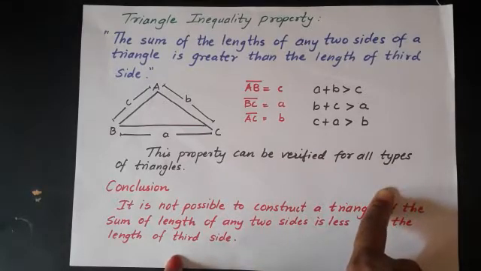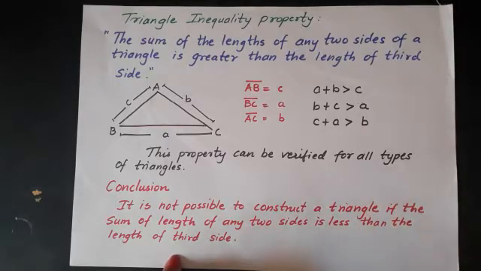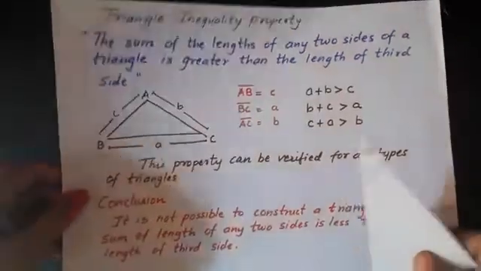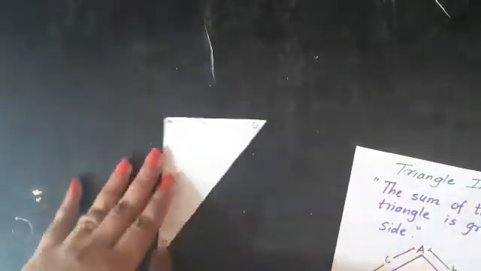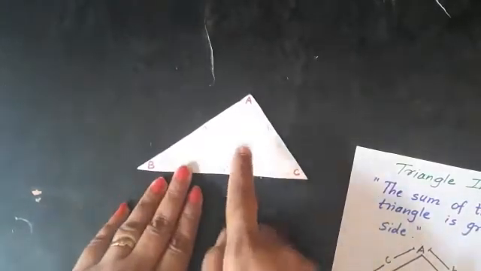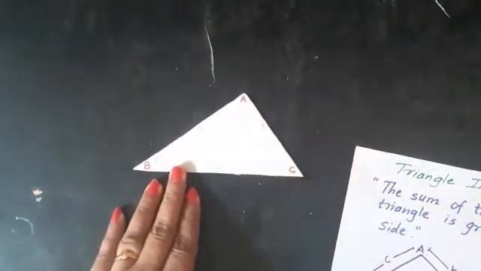So we are going to do this verification. Is it exactly correct or not? So let us have the verification. Now I have a triangle with me. I'm going to measure the lengths of the triangle. The name of the triangle is ABC. So let us measure the lengths with the help of a scale.